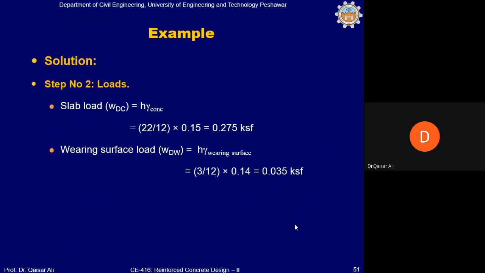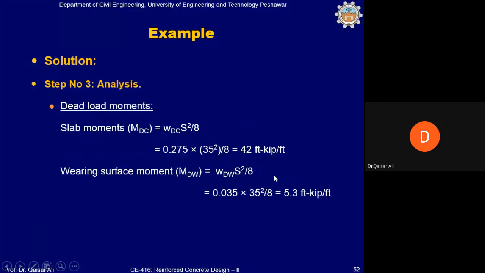With this slab thickness, we will calculate the slab load: 22 divided by 12 into 0.15. So it will give us 0.275 kip per square foot. Bearing surface of 3 inch will give us 3 divided by 12 into 0.14, where 0.14 kip per cubic foot is the density of the bearing surface. So this is 0.035 kip per square foot.